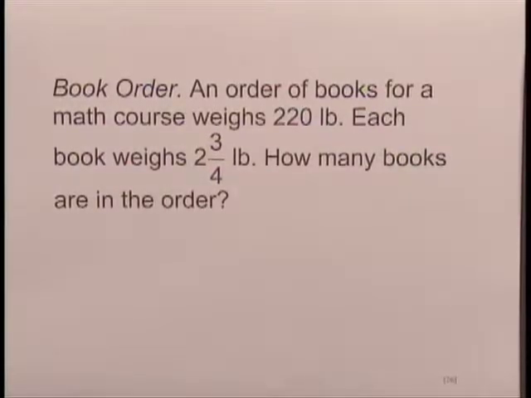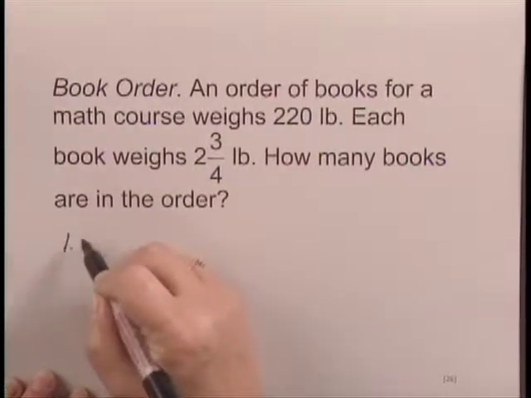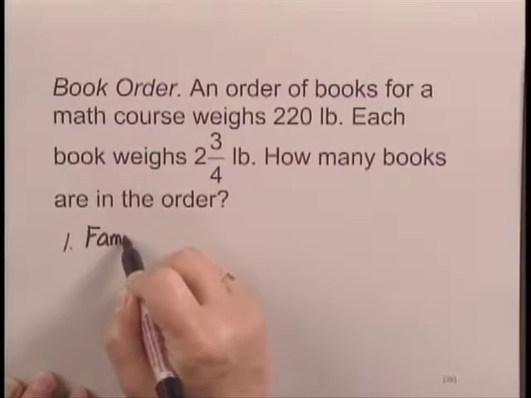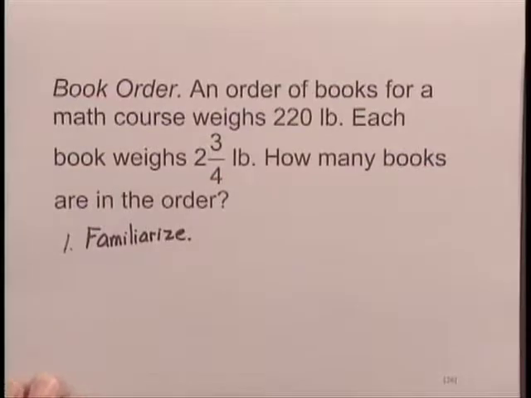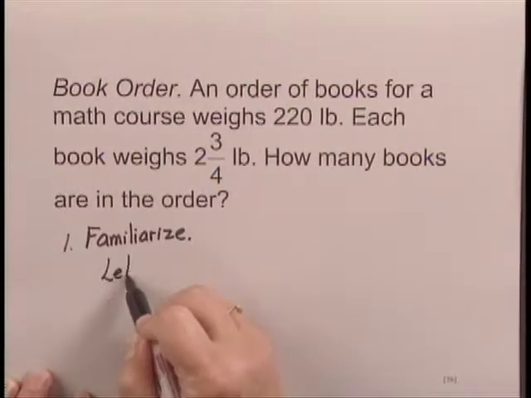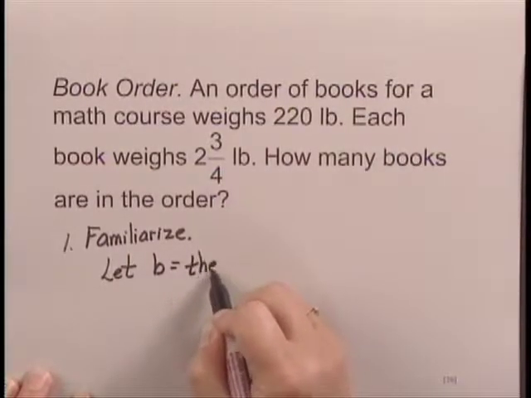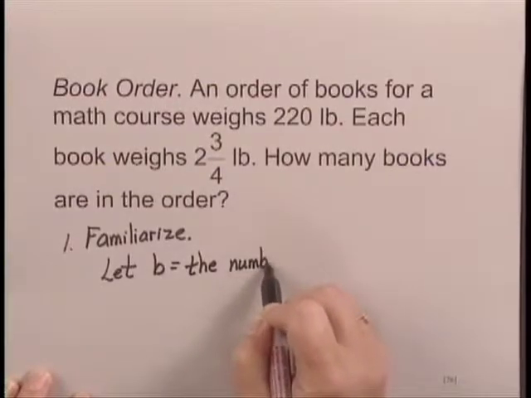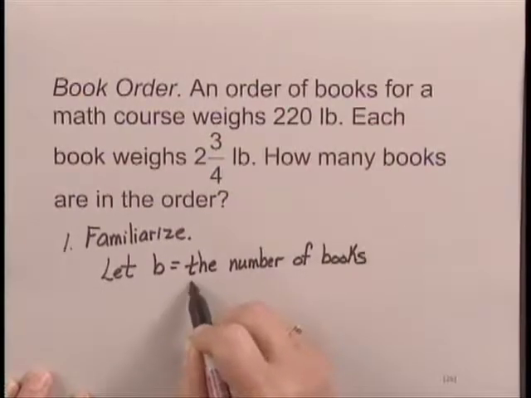We will solve this using our 5-step problem-solving strategy, and the first step is to familiarize ourselves with the problem situation. Looking at the problem, we know that the whole order of books weighs 220 pounds. Each book weighs 2 3/4 pounds, and we're asked to find how many books are in the order. So we will let B equal the number of books in the order.